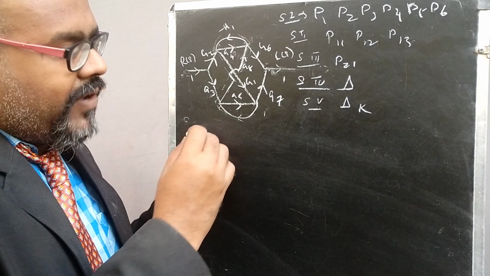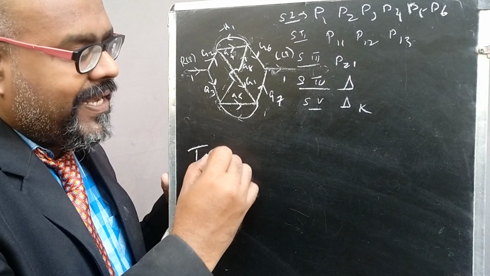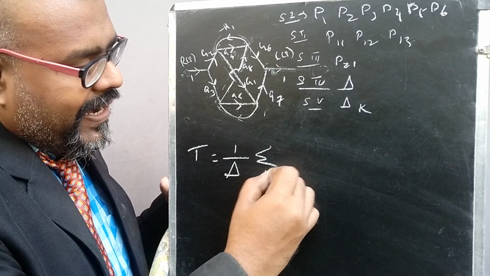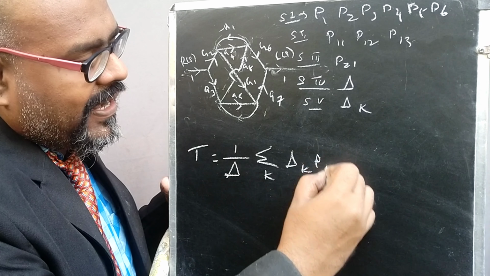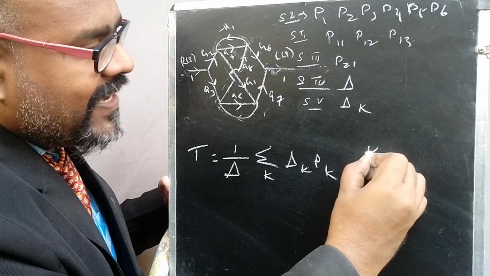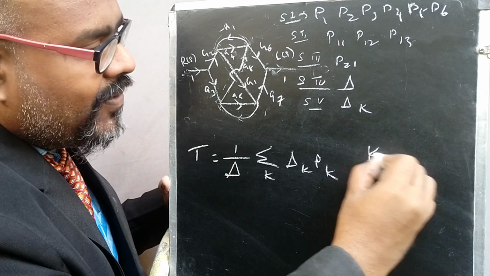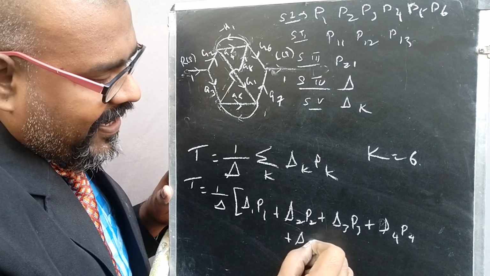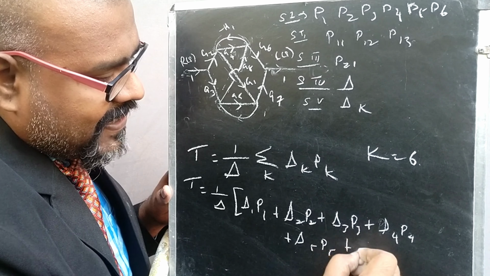What is the next step? We need to calculate the transfer function using Mason's gain formula. Mason's gain formula is capital T equals 1 by del into summation of del k Pk. Here the value of k is 6, that is, the total number of forward paths is 6. So the equation can be changed as 1 by del into del 1 P1 plus del 2 P2 plus del 3 P3 plus del 4 P4 plus del 5 P5 plus del 6 P6.